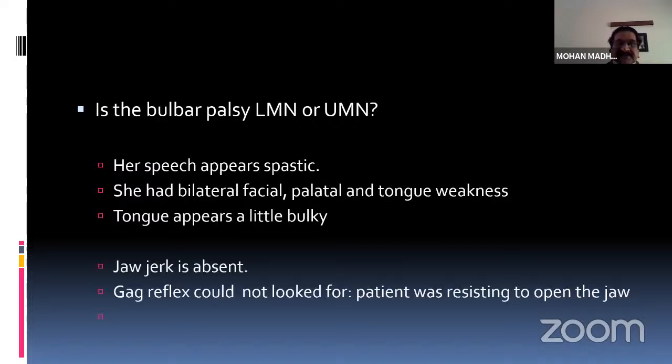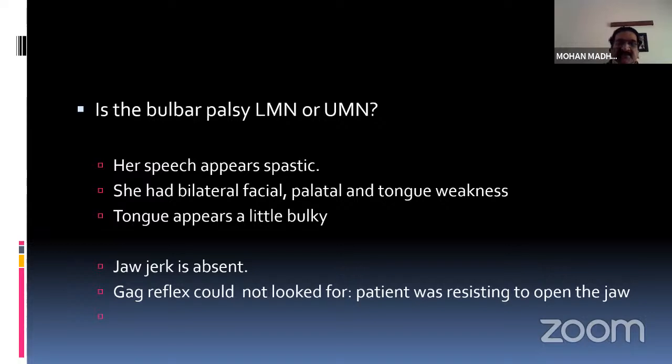And the jaw jerk is absent. Gag could not be looked for. The patient has loss of temperature. So there's a problem here, whether it is really LMN or UMN. Some features are favoring UMN, facial cerebral phenomena. Some features are favoring an LMN, like the absent jaw jerk. And the tongue appears bulky. It's not the usual UMN tongue.